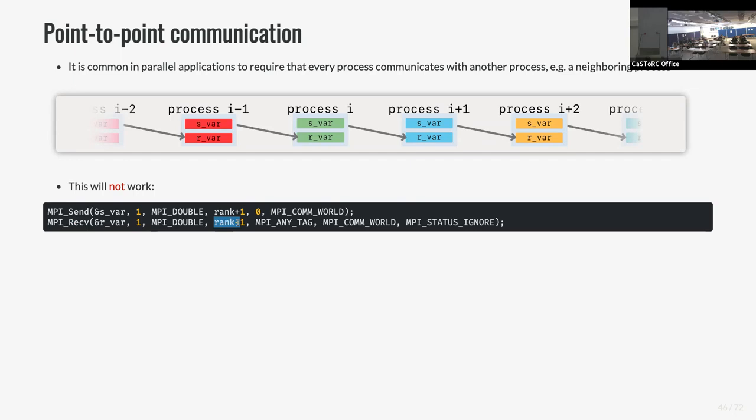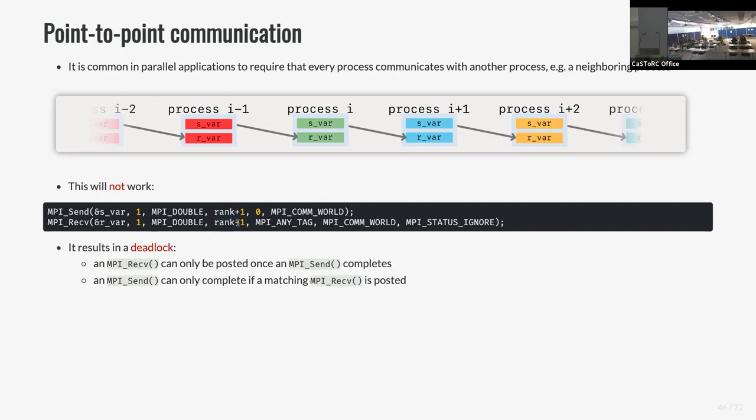The reason this will not work is that this will result in a deadlock, and the reason why is because the receive here can only be called if the send finishes, but the send will never finish because when each rank calls an MPI send, there is no receive on the other side. Okay, so this will cause the program to block.